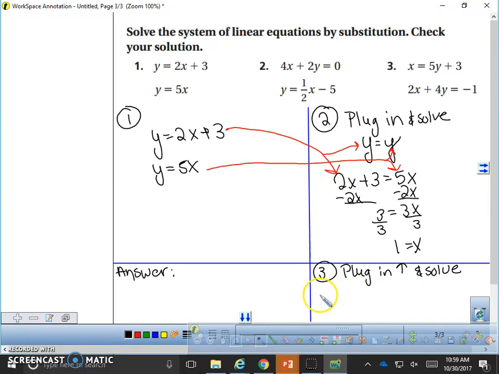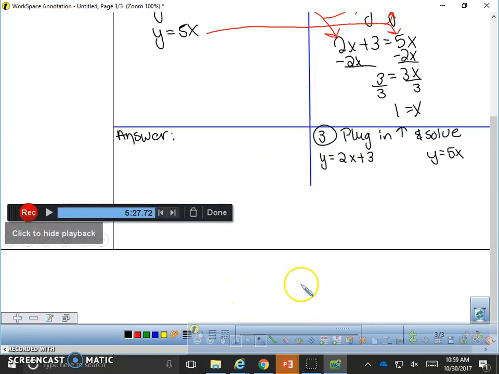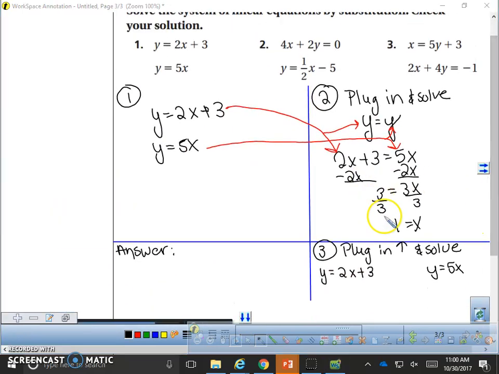Okay, we're going to plug into both equations to make sure we got our answer right. I'm not making up equations. I'm grabbing from the original up here. Okay, so we're going to plug in. I know x is 1. I'm going to plug in x is 1. So 2 times 1 plus 3. 5 times 1. Hopefully we get both of them to be 5, and I did this right.